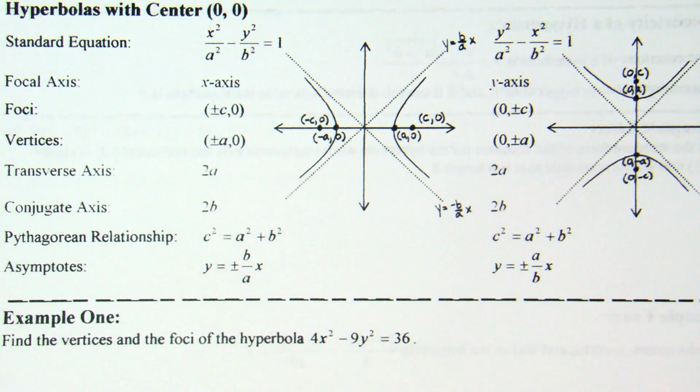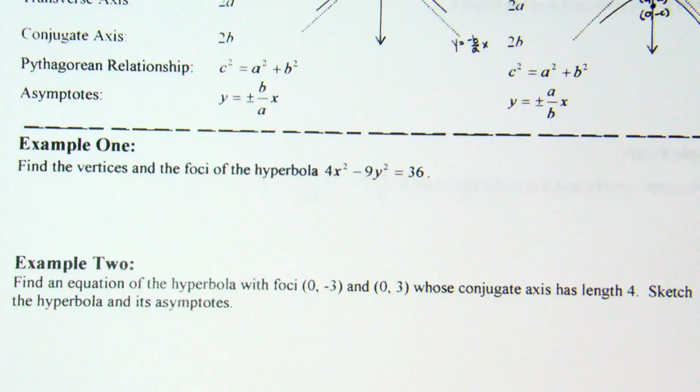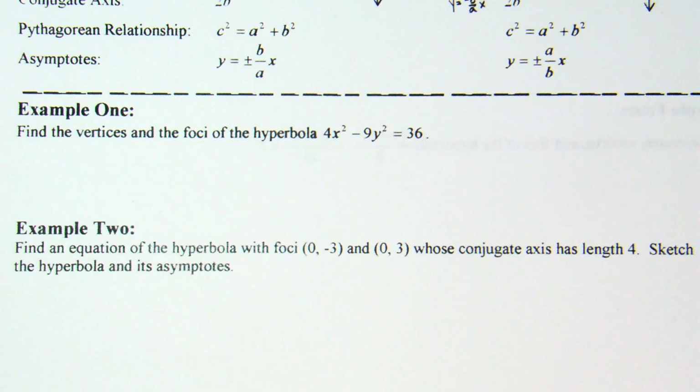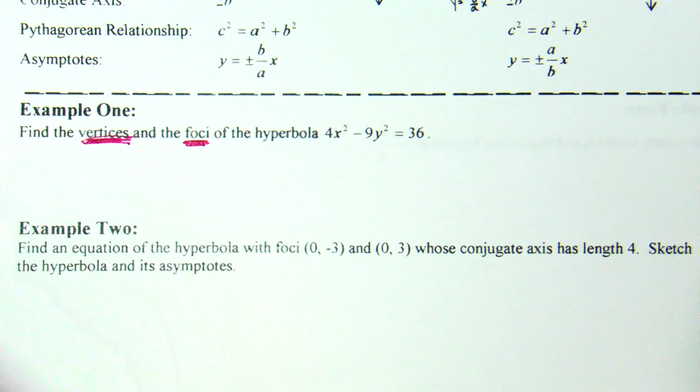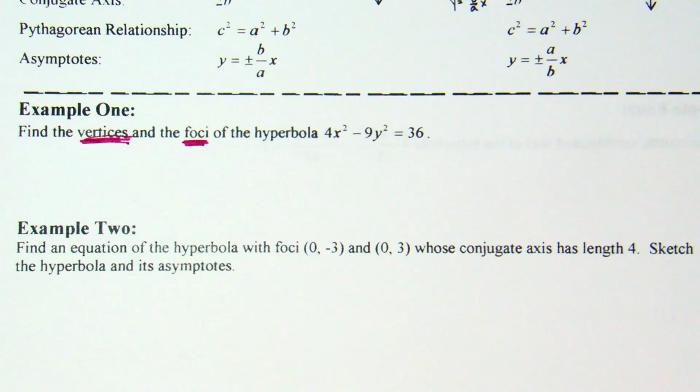So, let's look at example 1 here. Find the vertices and foci of the hyperbola 4x squared minus 9y squared equals 36. Our ellipse notes start off with the same type of problem. So the difference is now you have an idea of where to start at least. Hopefully. With any luck, I'm hoping.